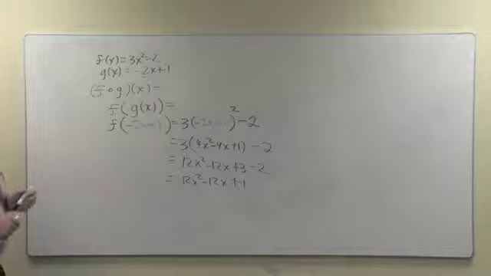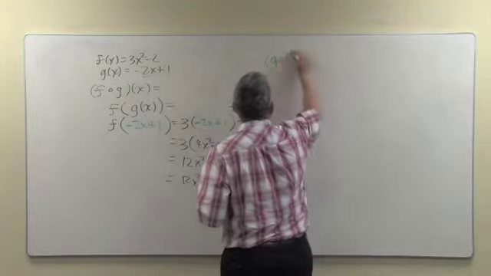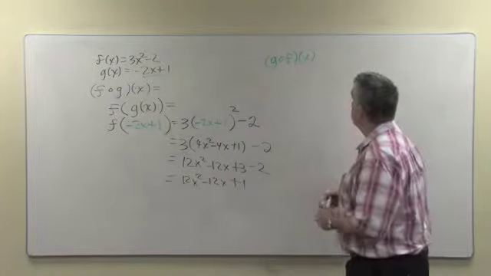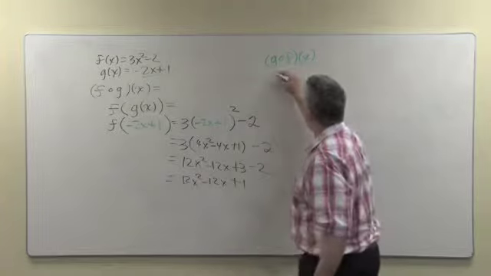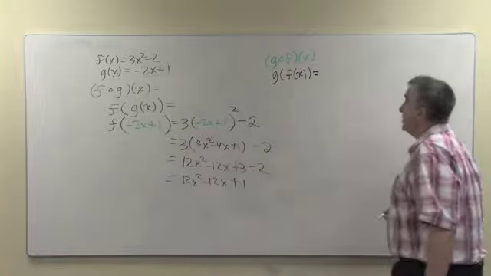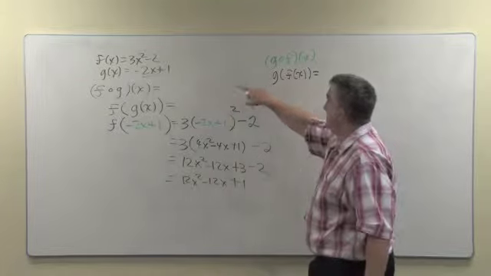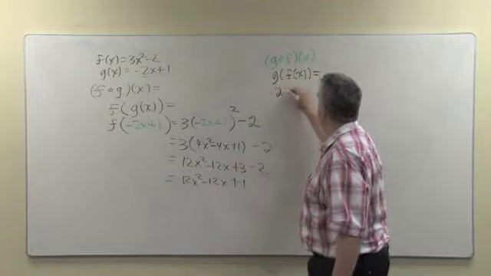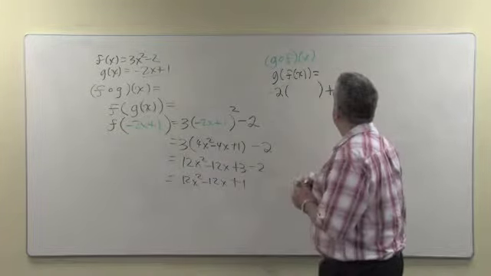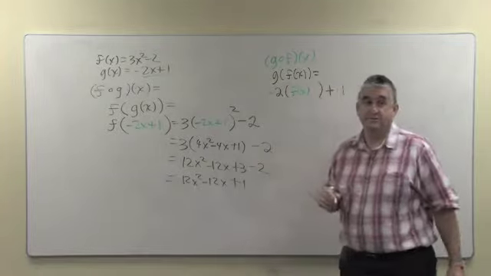Okay, now let's look at the reverse composition. Let's go g circle f. So this is a composition in reverse. So what is g circle f? Well, it means g evaluated at f, evaluated at x. Okay? So it's the g function, which says negative 2 times input plus 1. Now for the input, we're substituting f of x.